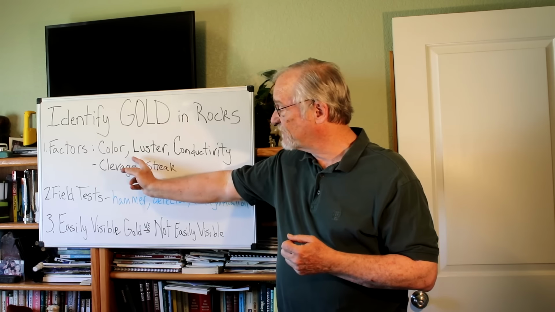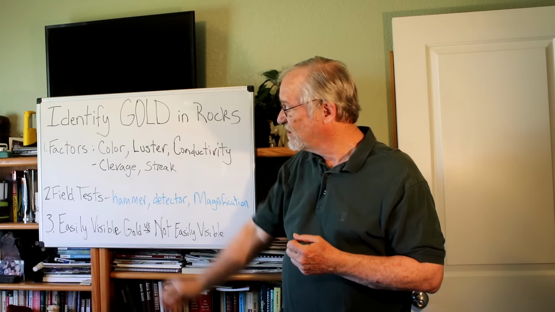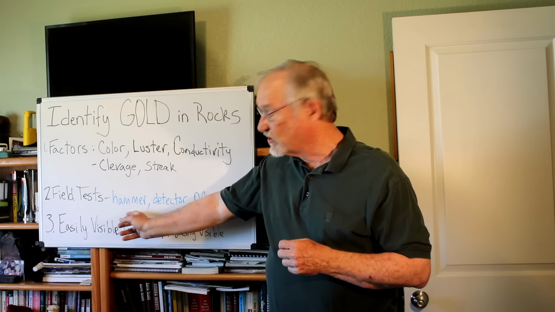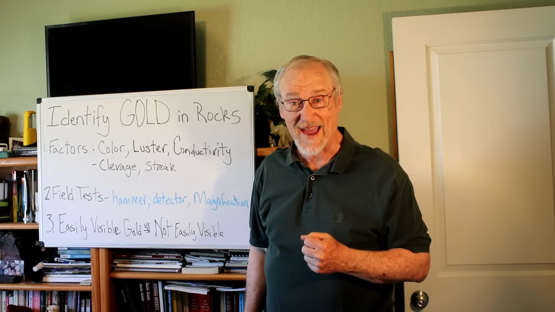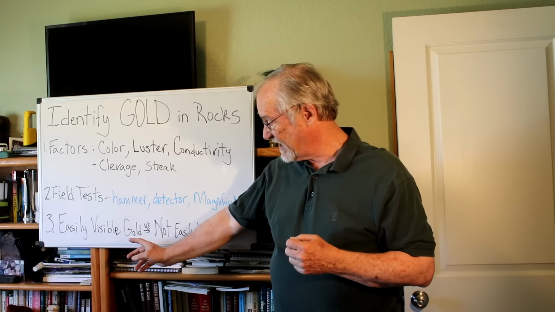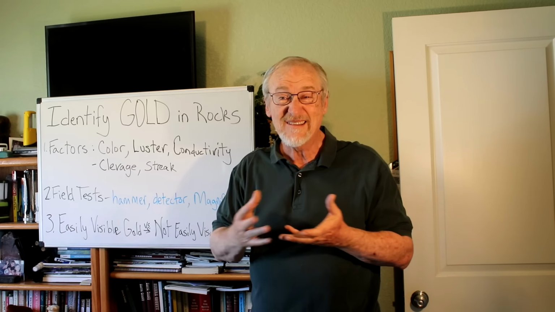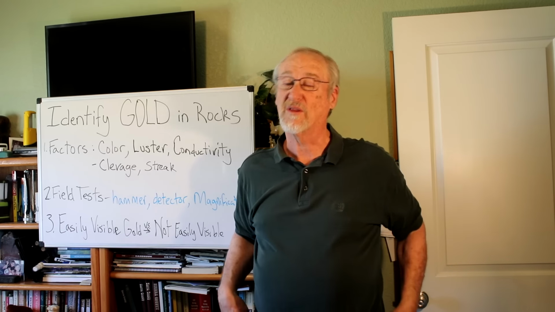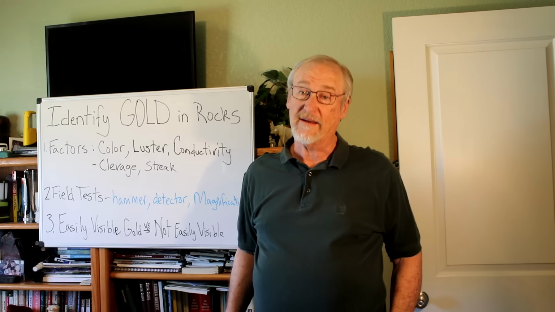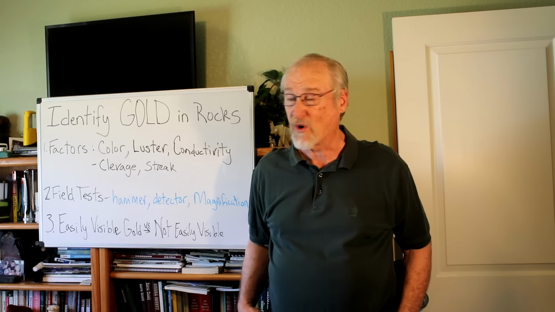We're going to look at these different factors of color, luster, conductivity and stuff. We're going to do some field tests. I'm going to take you out in the backyard and do some tests. And we're going to talk in the end about easily visible gold and not so easily visible gold, and what to do about it if you think that you might have found some good ore.